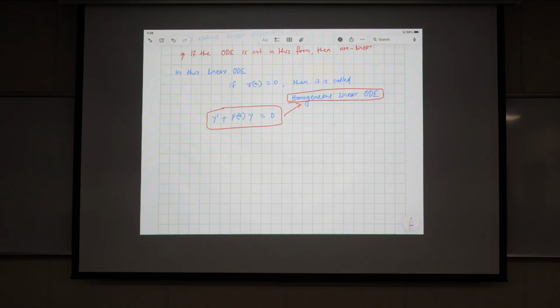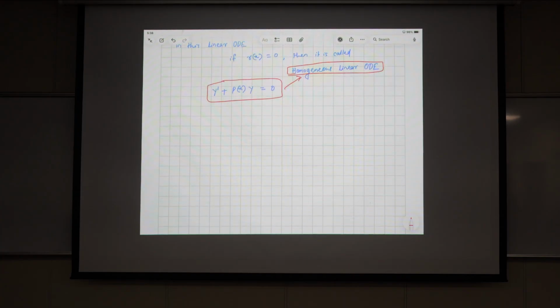Okay? So solving this kind of ODE is very easy. Okay? How can we solve this ODE? Any suggestion? Best way is possibly a separable method. If there is a possibility to separate x and y, we can apply that one. If not, then alternatives are there.